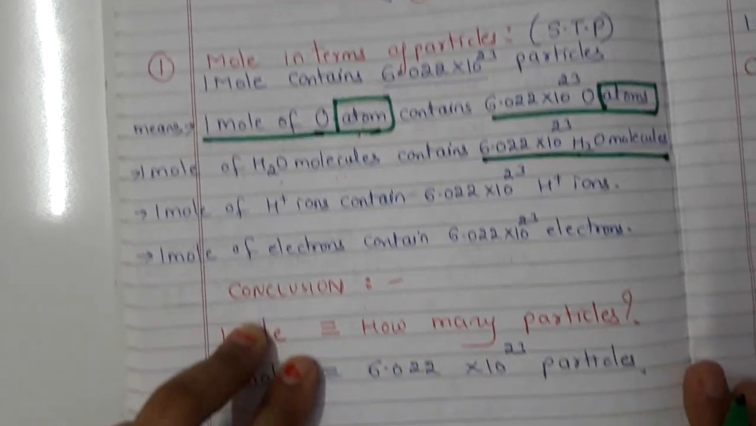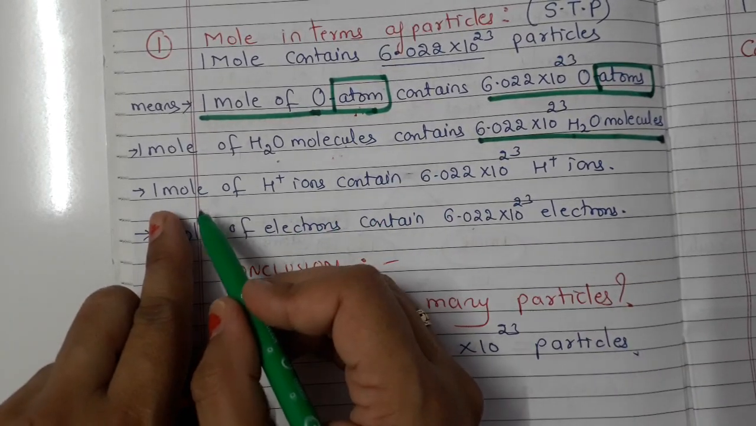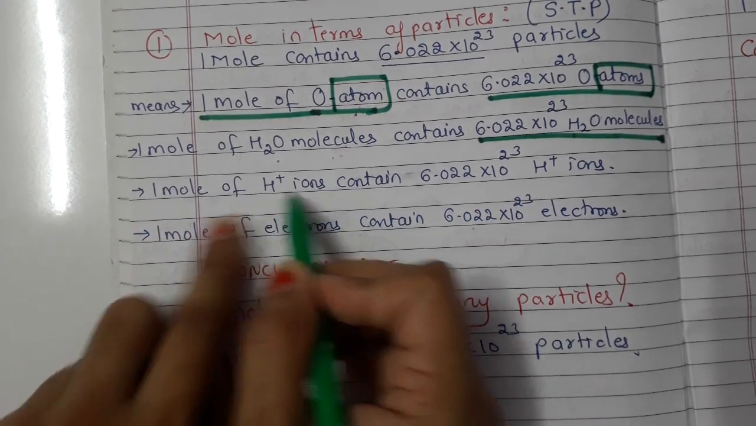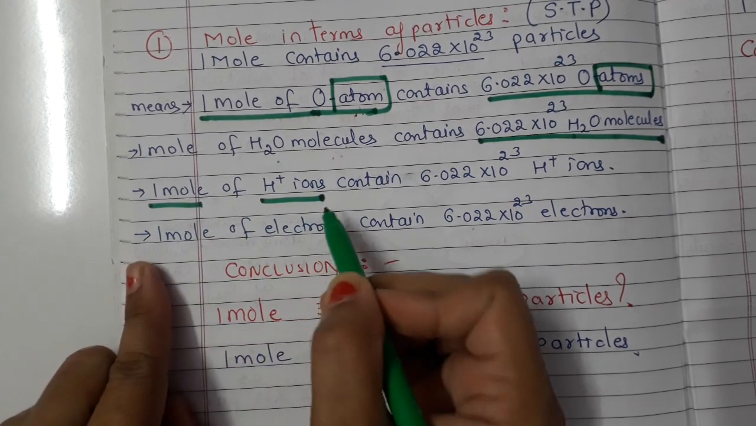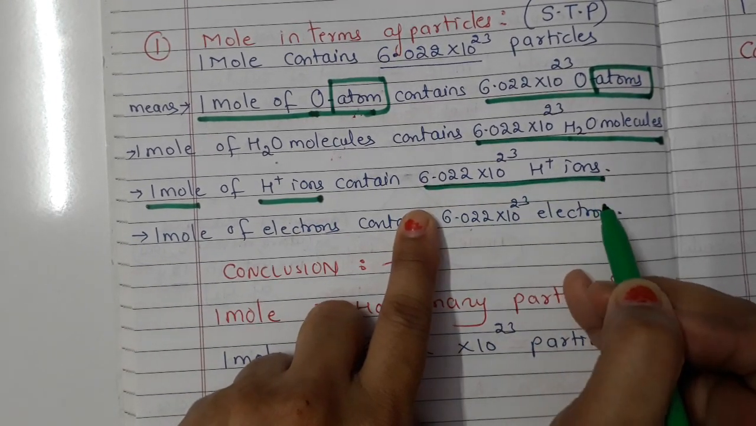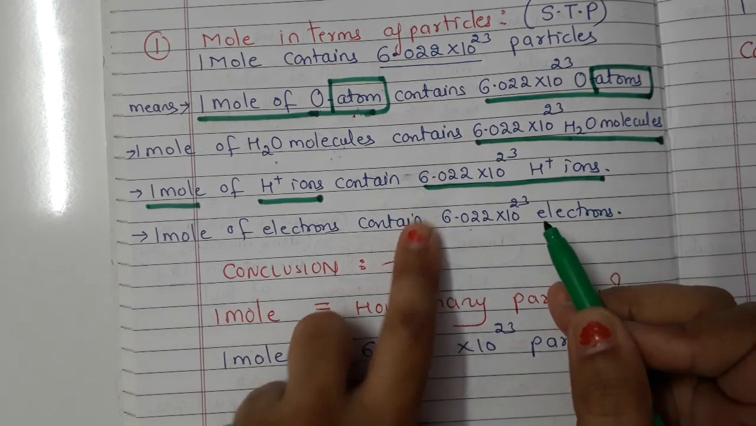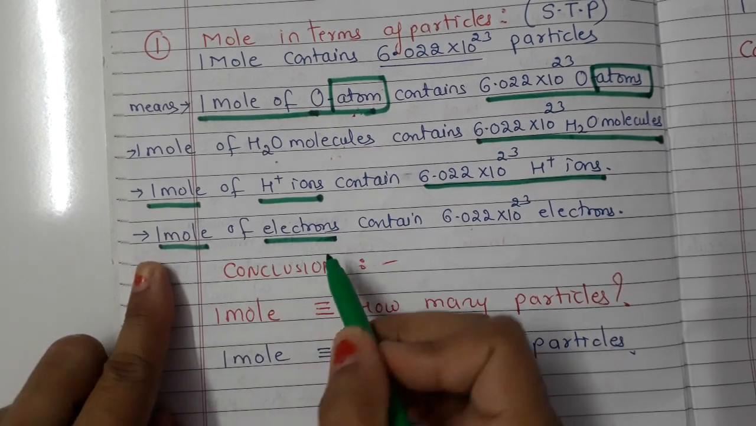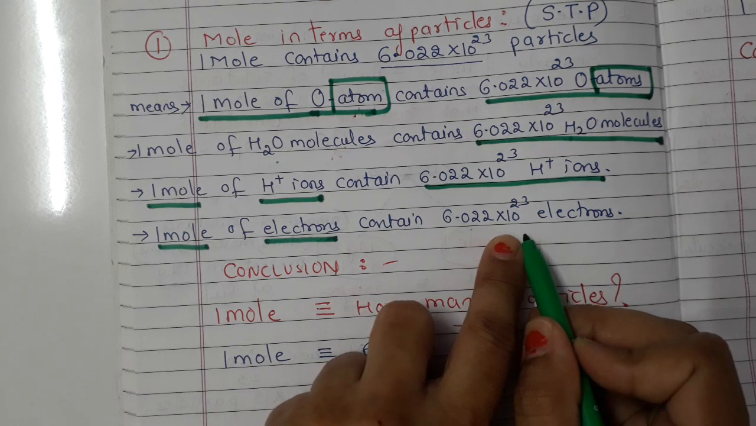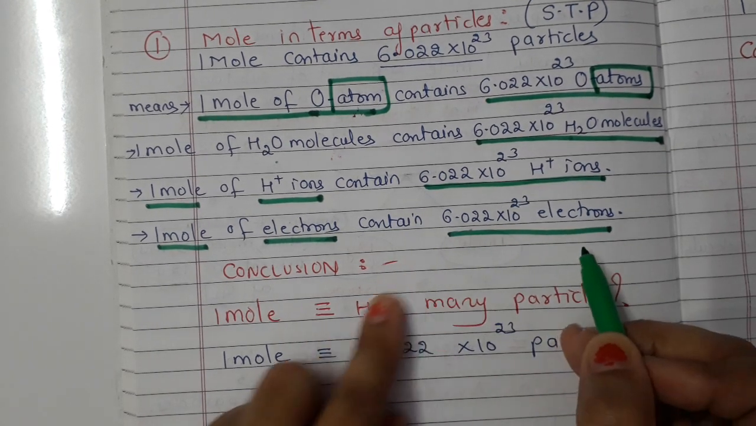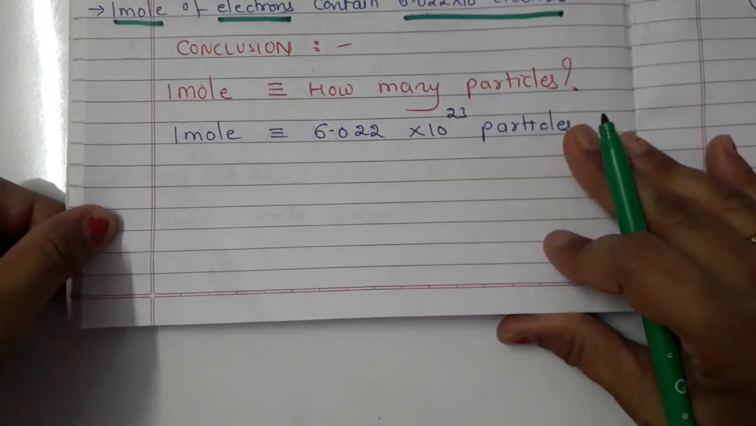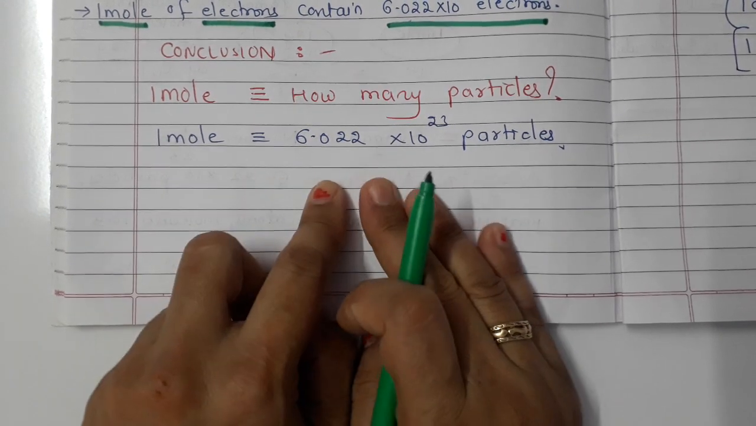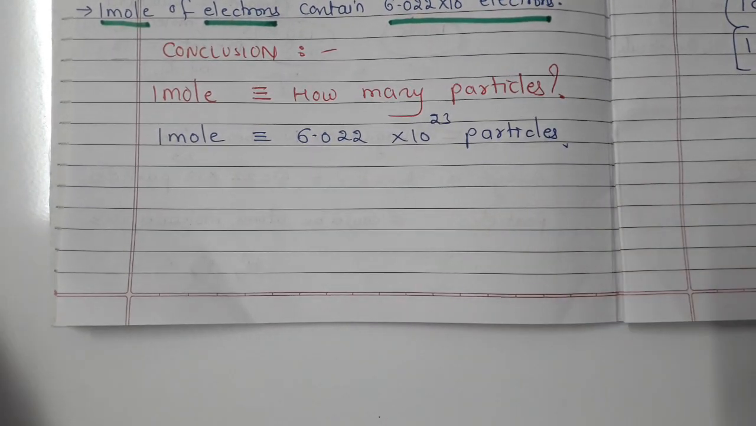Now similarly I have taken some more examples so that you understand and feel this concept is very easy. 1 mole of H+ ions means it contains 6.022 × 10^23 H+ ions. Fine. Now let us continue with the last example as well. 1 mole of electrons means 6.022 × 10^23 electrons. So I hope you have understood the conclusion till now: 1 mole is equal to 6.022 × 10^23 particles.